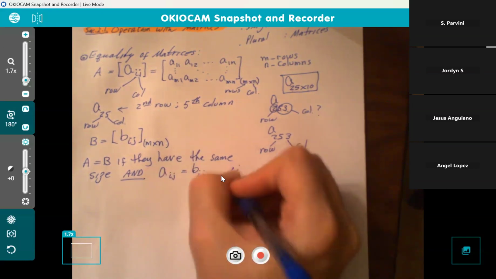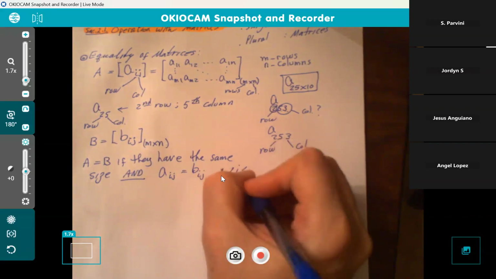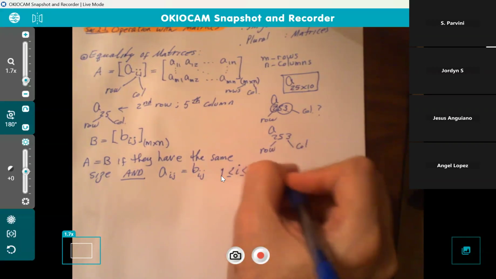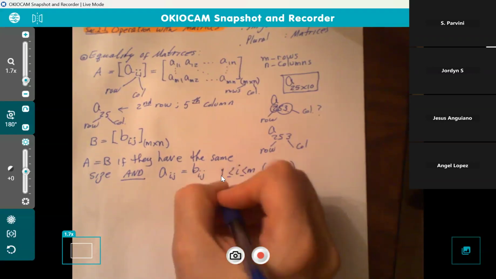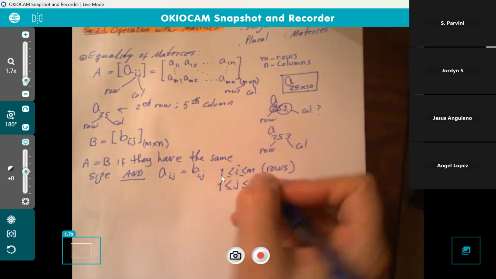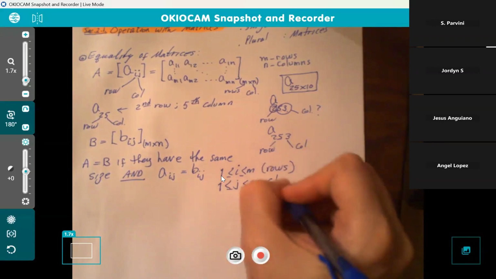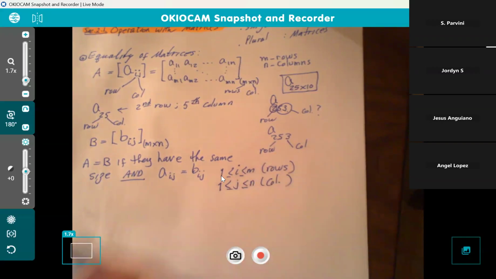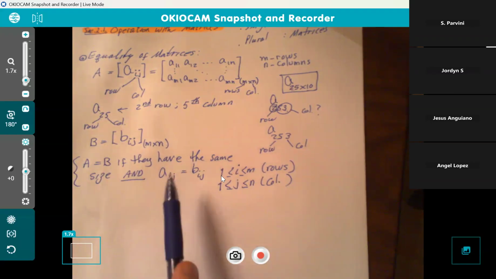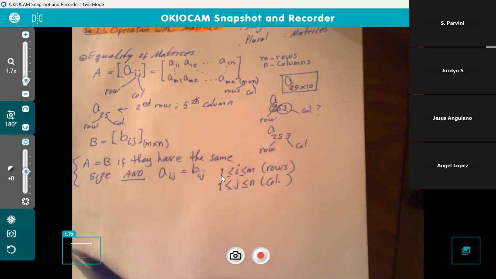Here again, I are the rows. Remember I said we have m rows, these are the rows, and J is the column. So J goes from 1 to n, right? And these are the columns. This would be the condition for equality of two matrices. They gotta have the same size and the elements must be identical.